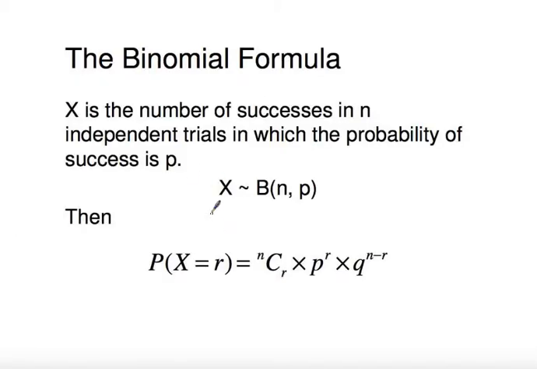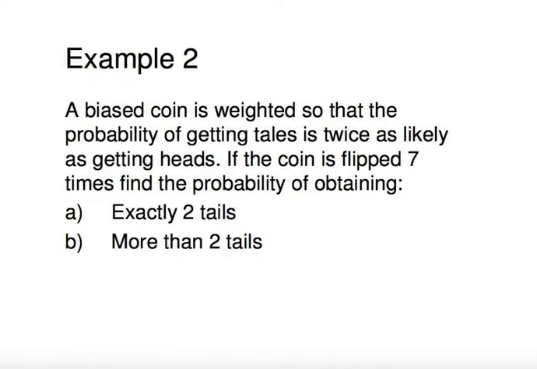If X is the number of successes in n independent trials in which the probability of success is P, then X is distributed binomially with n and P. The probability of R successes is calculated using n choose R, times the probability of success to the power of the number of successes, times the probability of failure to the power of the difference between the number of trials and the number of successes. So let's have a look at an example.